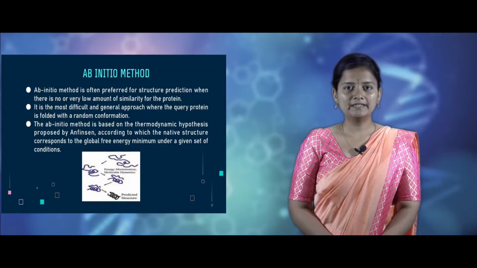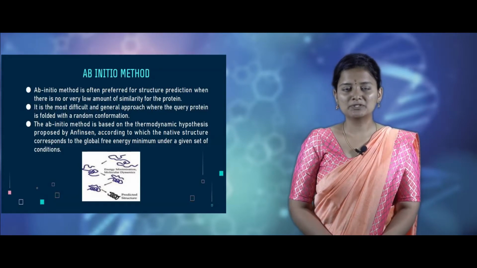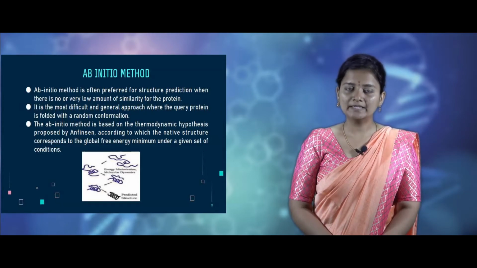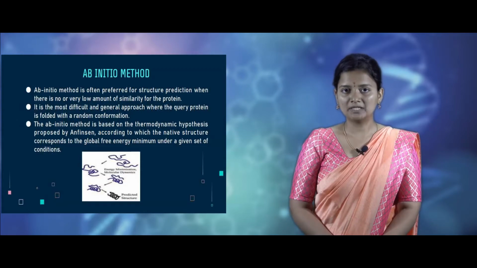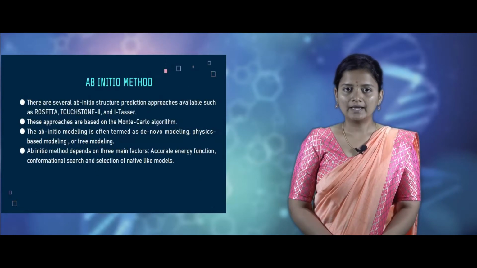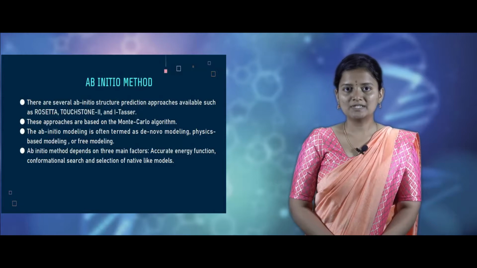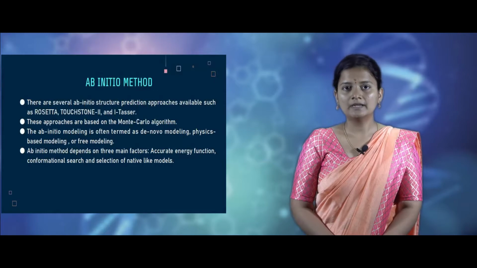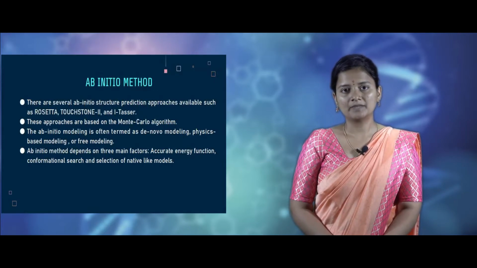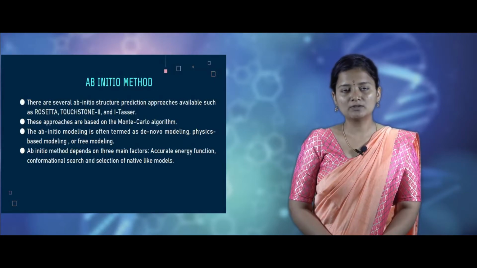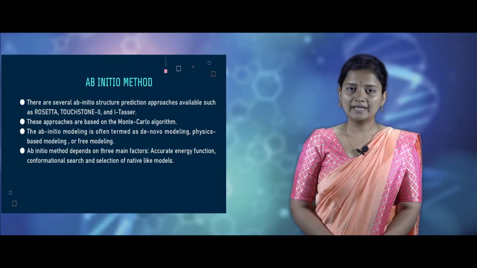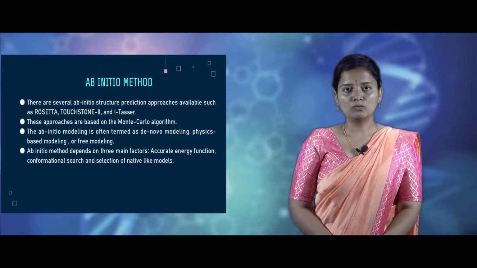This method mainly depends on the thermodynamic principle proposed by Anfinsen. He stated that the native structure of the molecule mainly depends on the global free energy minimum under a given set of conditions. And also the ab initio approaches are Rosetta, I-TASSER and TOUCHSTONE. The most preferred ones are Rosetta and also I-TASSER. And this method mainly depends on the Monte Carlo algorithm. This method is also known as free energy modeling or physics-based modeling, or also de novo modeling.